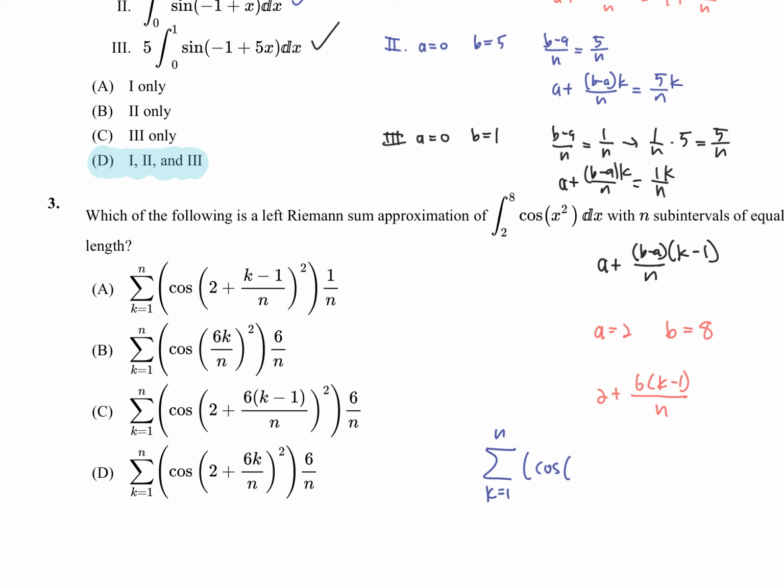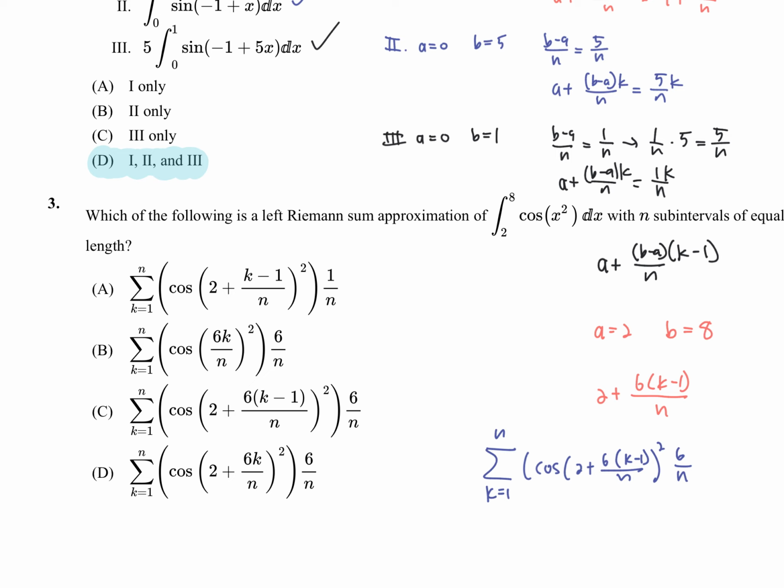So 2 plus 6 times k minus 1 over n, and then squaring that. Okay, and then we always have to have our b minus a over n on the outside. Since b is 8 and a is 2, we'll have a 6 over n on the outside. Okay, and then we look at our answer choices, and that's C exactly. So that's our answer.